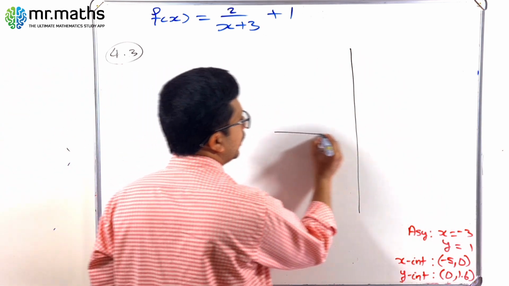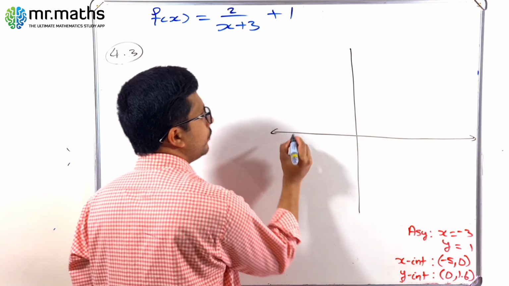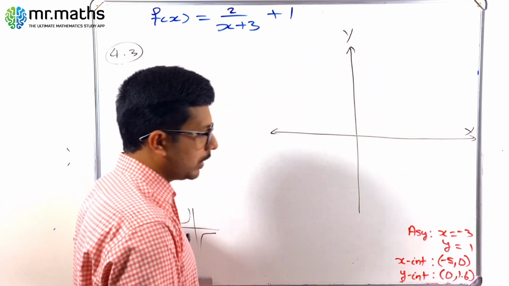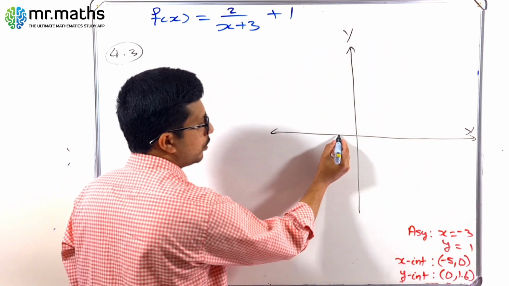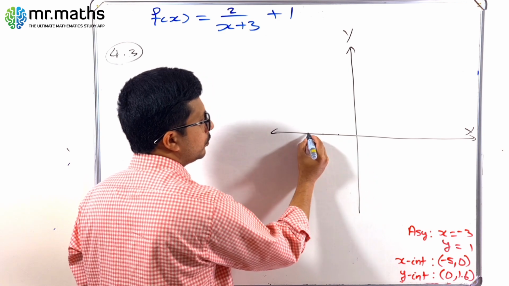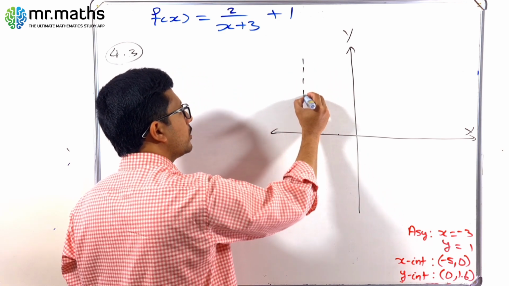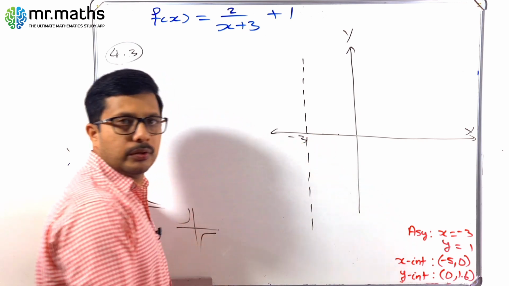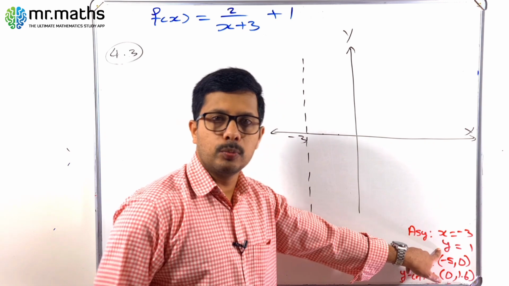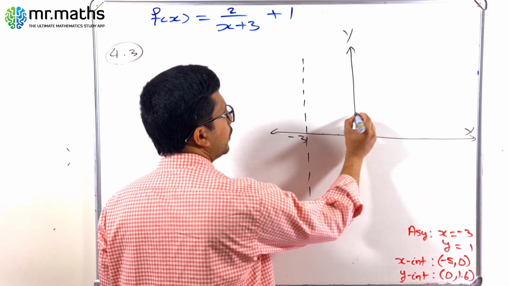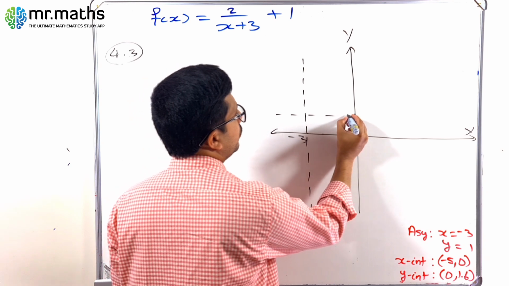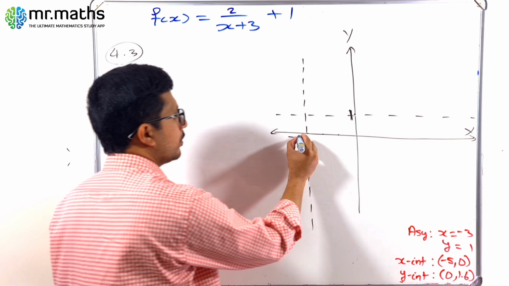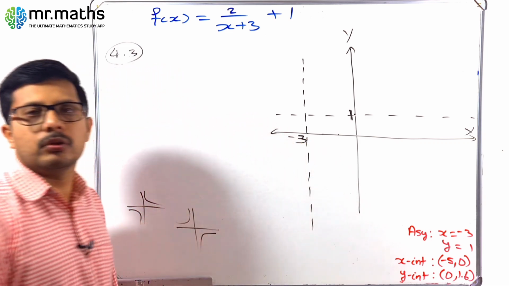Okay, so this is the x and y axis. First, what you are supposed to draw? You have to draw the asymptotes. What are the asymptotes? x is equal to minus 3. So minus 1, 2, 3. Assume that this is x is equal to minus 3. Now the second asymptote is y is equal to positive 1. y is equal to 1 is somewhere here. This is 1, and this is minus 3. So we have already drawn two asymptotes.